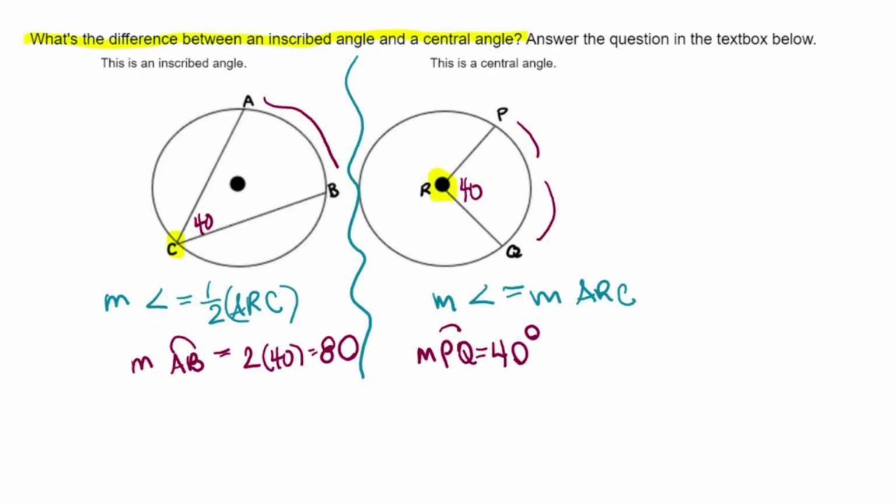Something to remember with the inscribed angle: if they give you the measure of the angle, multiply that inscribed angle by 2 to find the measure of the arc. I'm going to give you another example, and I want you to pause the video as soon as you see the example pop up on the screen.